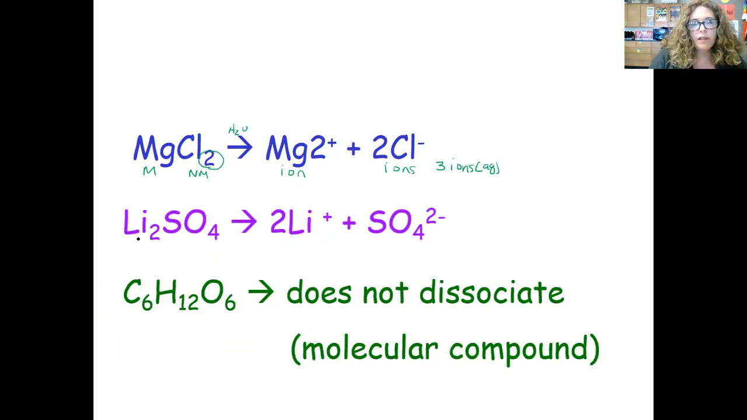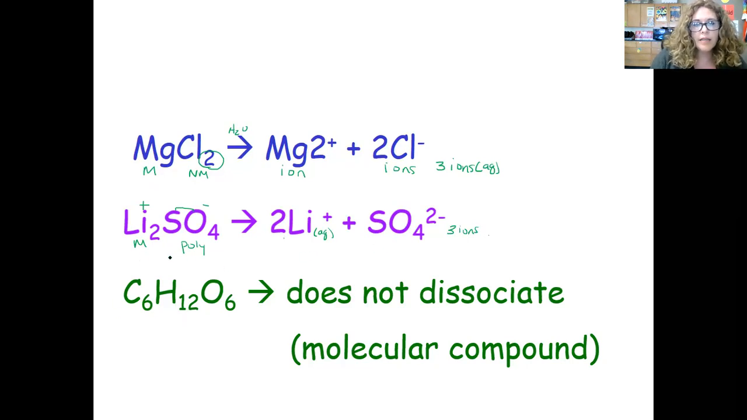And if I have lithium sulfate, I have a metal and a polyatomic ion. This is an ionic bond between those two. Remember, when we have a polyatomic ion present, that means we have both ionic and covalent bonds. We have ionic between the positive lithium and the negative sulfate, and then the covalent bond is between the sulfur and the oxygen. So when this dissolves into solution, I have 2 aqueous lithium ions that are positively 1 charged, and 1 sulfate ion that's a negative 2 charge. So again, I have 3 ions present, 2 lithiums and 1 sulfate.